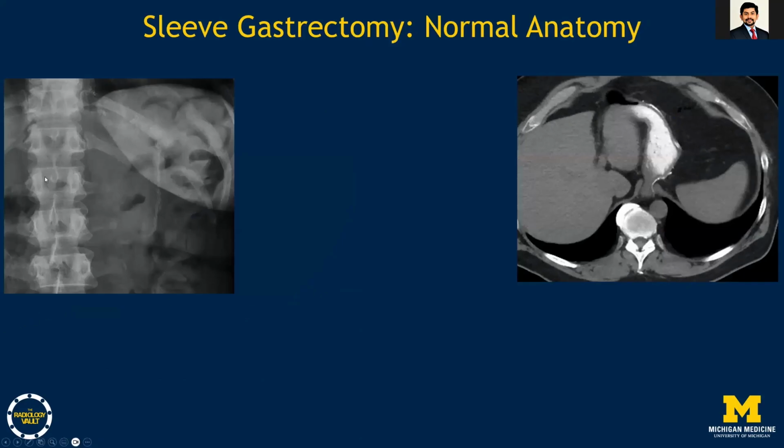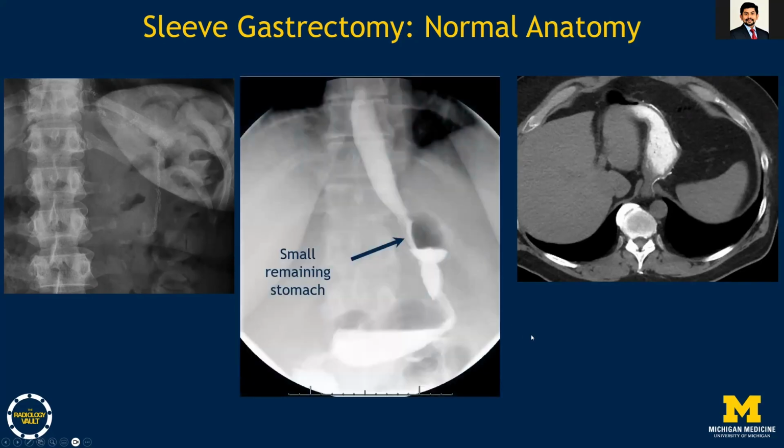On the radiograph of the abdomen on a frontal view, you will see a staple line that typically follows from the gastric cardia along the greater curvature of the stomach. And on the CT scan, you can very well see a hyperdense surgical staple line that is seen now along the outer or lateral margin of the stomach.